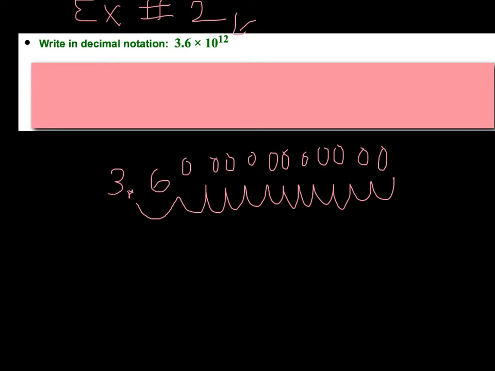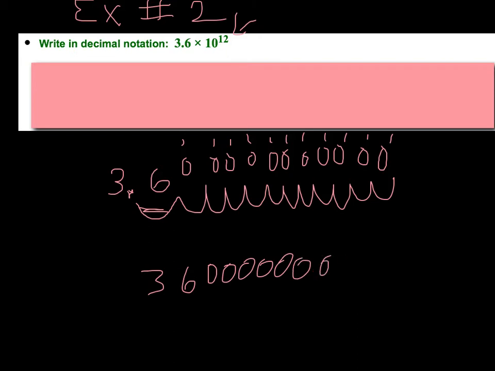So since there was one extra 6 here, actually I'm going to be adding 11 zeros. Let's make sure I did that correctly. 1, 2, 3, 4, 5, 6, 7, 8, 9, 10, and 11. I did. So my final answer is going to be 3, 6, and then 1, 2, 3, 4, 5, 6, 7, 8, 9, 10, 11 zeros.